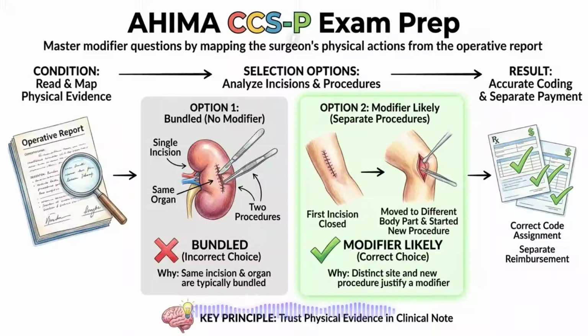When preparing for the exam, the best strategy for modifier questions is to read the operative report and physically map out every incision and action the surgeon took. If the surgeon performed 2 procedures through the exact same incision on the exact same organ, they are almost certainly bundled and cannot be separated with a modifier. If the surgeon closed the first incision, moved to a completely different part of the body, and started a new procedure, a modifier is likely appropriate. Always trust the physical evidence in the clinical note over your assumptions.